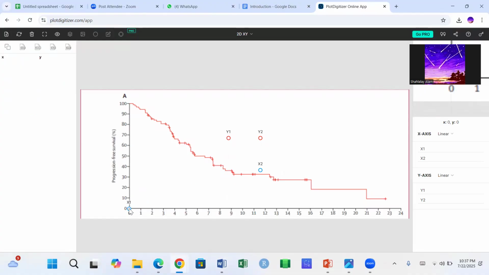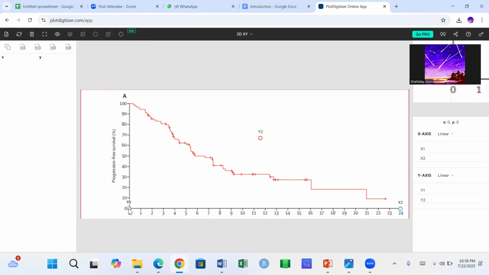Basically, this kind of extraction we do in oncology projects. The first thing is I have to do my calibration. For calibration, these blue circles are for my x-axis and these red circles are for my y-axis. On x1, my lower limit is 0. x2, 24 is my upper limit. Just place it here. Don't click, just place.